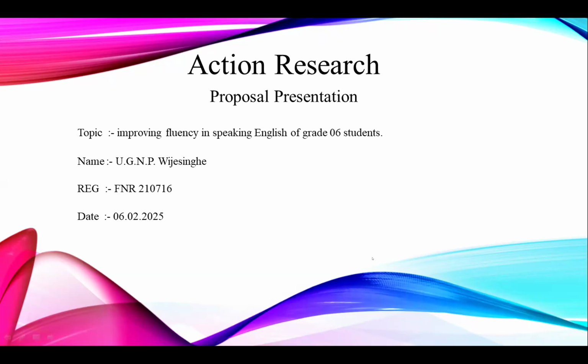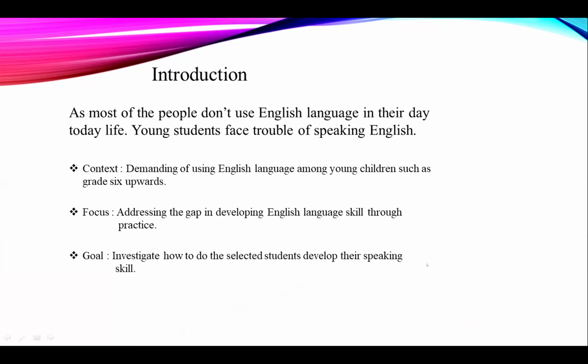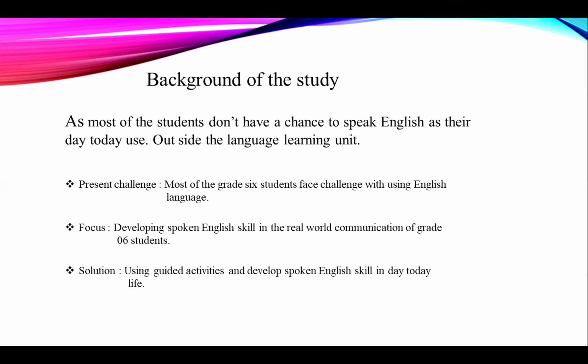Action research proposal presentation. My topic is improving fluency in speaking English of grade 6 students. Introduction. As most of the people don't use English language in their day-to-day life, young students face trouble speaking English. Context. Demanding of using English language among young children such as grade 6 upwards. Focus: addressing the gap in developing English language skills through practice. Goal: investigate how the selected students develop their speaking skills.